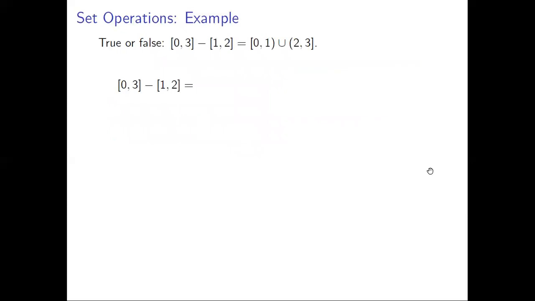So now we have an example of set operations. So true or false. This set, question is it equal to this set? Now, each of these is going to be a set of real numbers. The question is, are they equal? So, well, we can start with any of them and try to find the other one. In other words, what we'll do is we'll start with this and try to see if we can figure out that it is in fact equal to this other provided set.